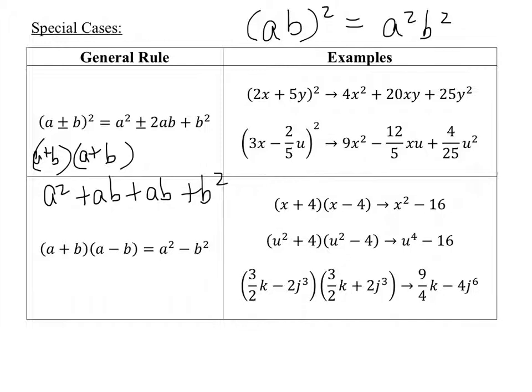All right, so look at these examples on the right. 2x plus 5y, and that quantity squared. You could FOIL it out, or you could just square the first term. 2x squared is 4x squared. 5y squared is 25y squared. And then, see the middle two terms? Multiply them by each other. So multiply the 2x times the 5y, and then double it. You'll get 20xy. So if you want to use that, you can.